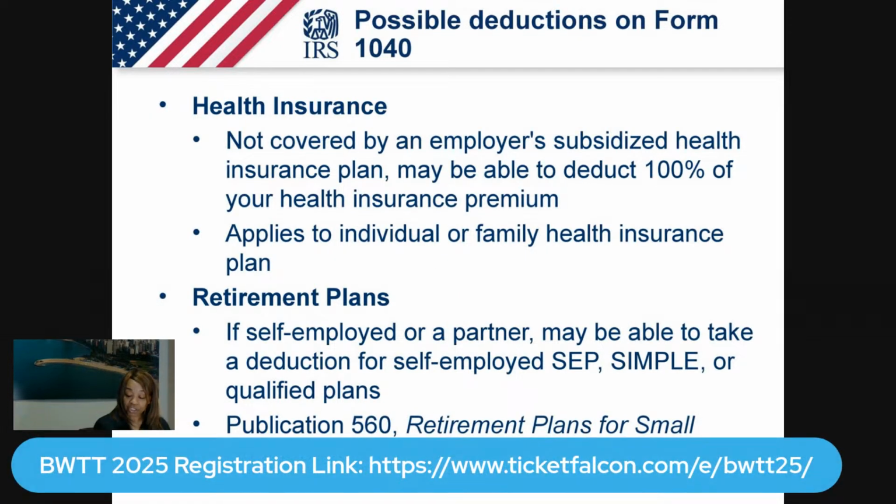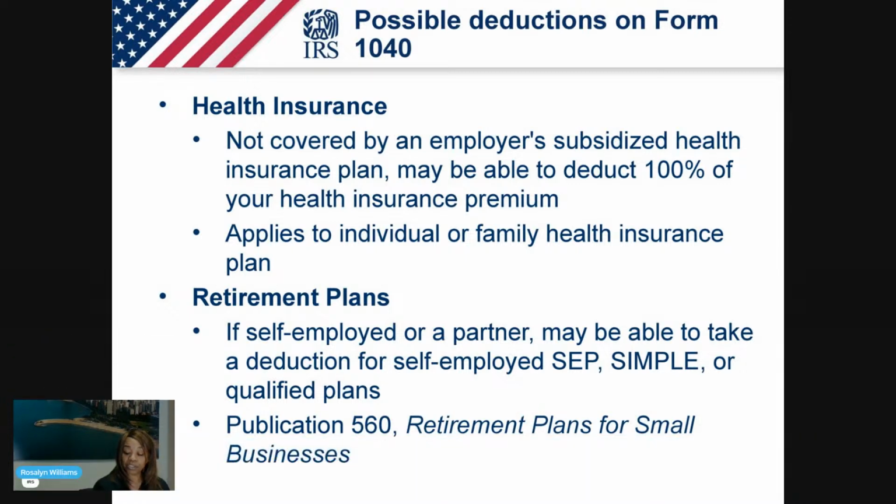Now, there are a few deductions on the Form 1040 that we wanted to bring to your attention. The first is health insurance. If you're not covered by an employer's subsidized health insurance plan, you may be able to deduct 100% of your health insurance premium on Form 1040. This applies to an individual or a family health insurance plan. For additional information on health insurance deduction, please see IRS publication 535, Business Expenses.